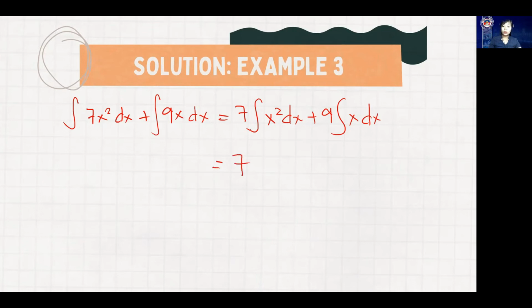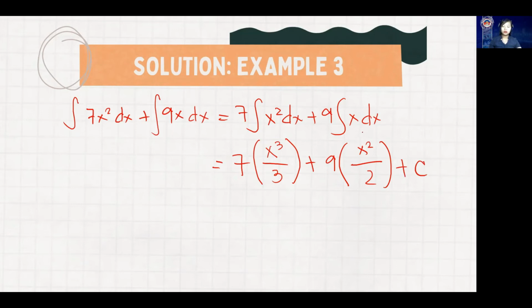Then by applying the power rule to x squared, by adding 1 on the exponent, we have x cubed over 3 plus 9 times x squared over 2 plus the arbitrary constant. Always put the arbitrary constant c. By simplifying, we have 7 over 3 x cubed plus 9 over 2 x squared plus c. So that is the answer for the integral of 7x squared dx plus the integral of 9x dx.